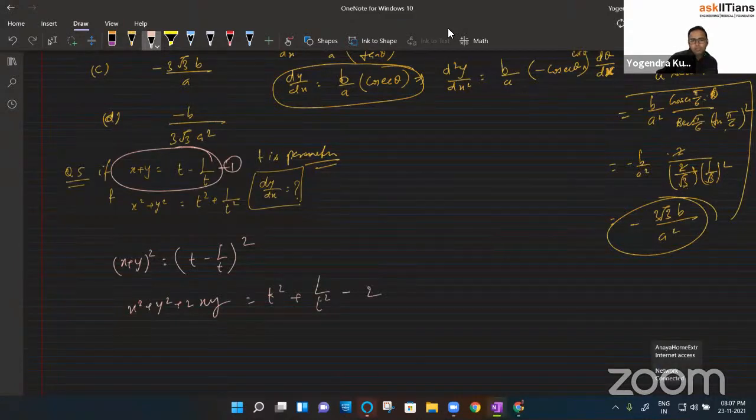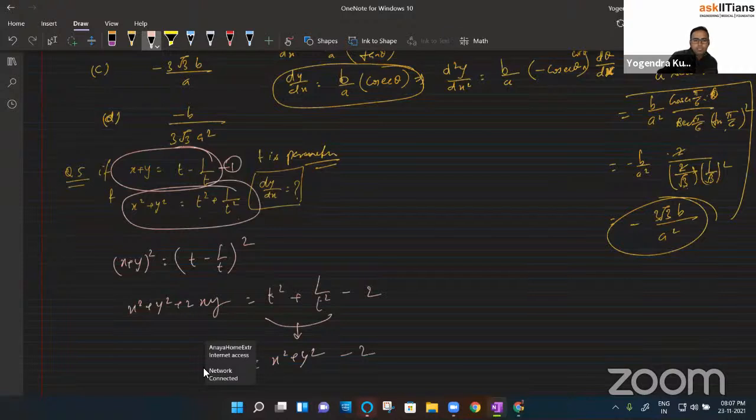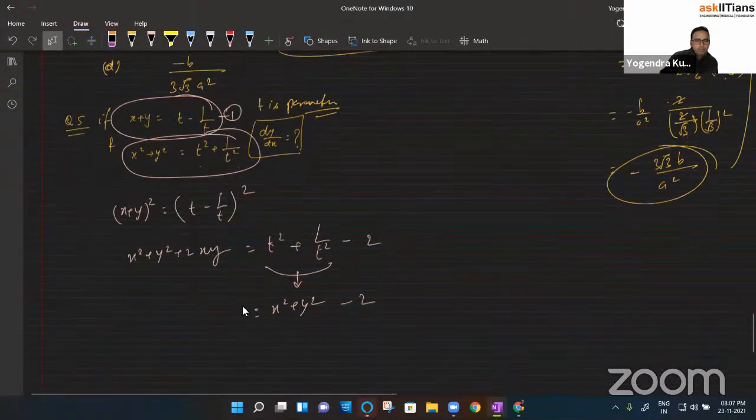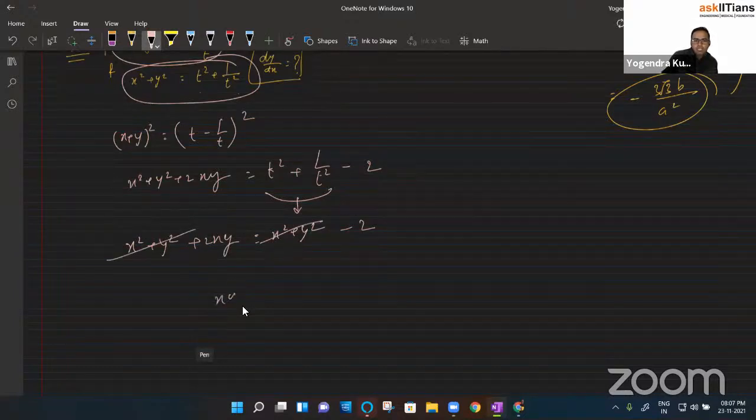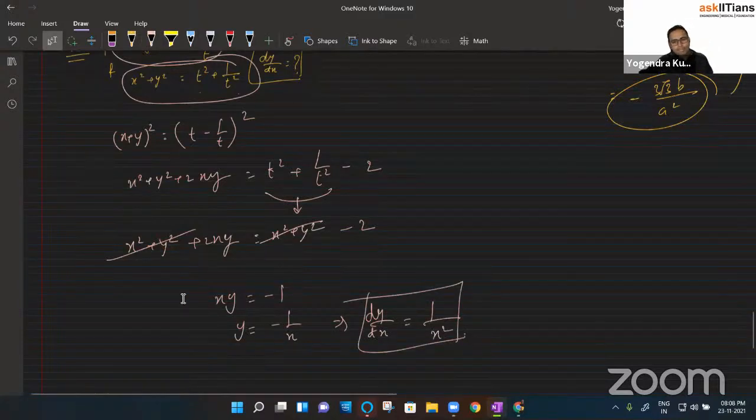Everyone tell me. Now, what is given to me? This value is x square plus y square. I'm substituting this from the second, minus 2. So what I'm getting finally, x square plus y square plus 2xy, these two terms are getting cancelled. So xy is equals to minus 1 and y is equals to minus 1 by x. So dy by dx is what, guys? 1 by x square. Any doubt, anyone? Any doubt here?